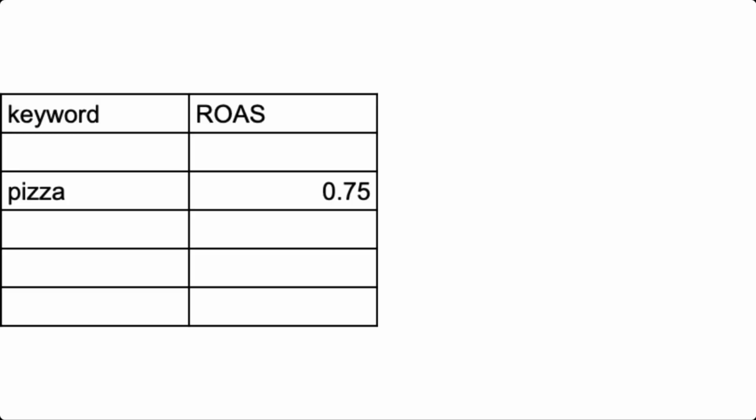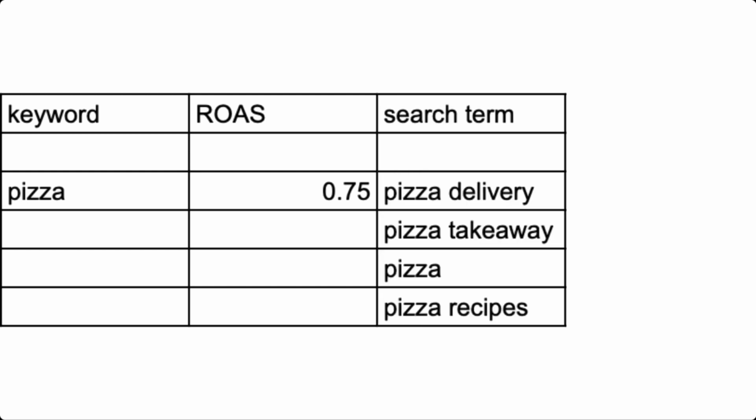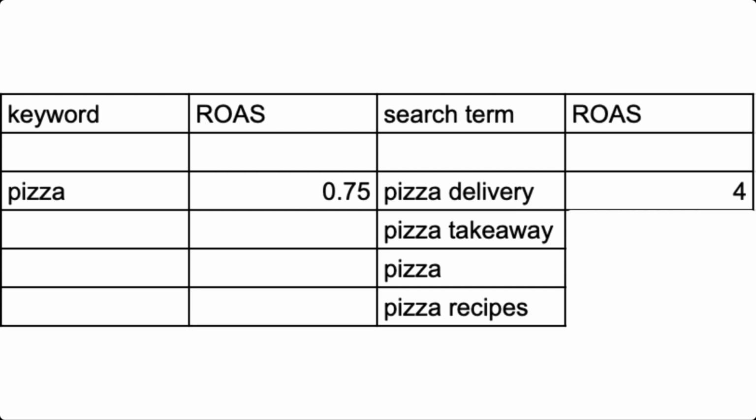For example, say the keyword pizza is doing badly. Okay, that's some information, but within the keyword pizza and among the search terms it's triggering, assume for this example that all of these have a meaningful volume. The search term pizza delivery is doing great. The search term pizza takeaway is doing pretty well also. Search term pizza on its own is doing okay. Pizza recipes is dragging you down.